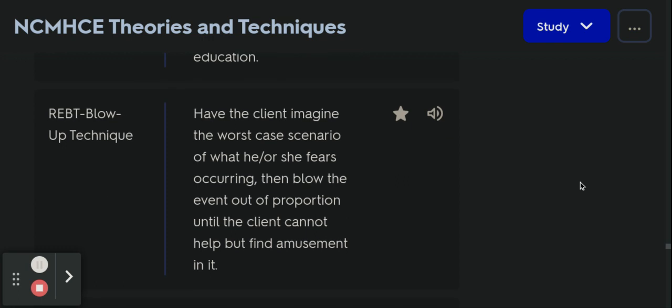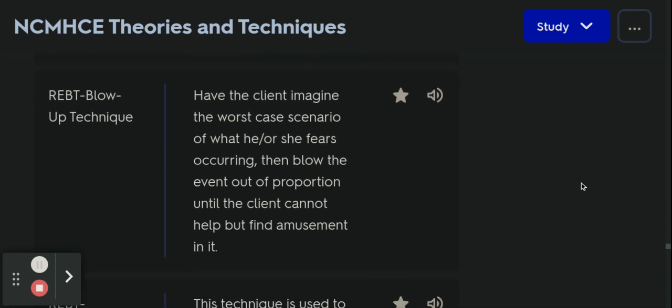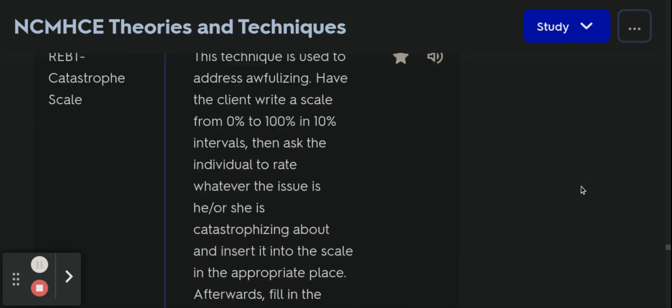REBT: blow-up technique. Have the client imagine the worst case scenario or what he or she fears occurring, then blow the event out of proportion until the client cannot help but find a new scenario.